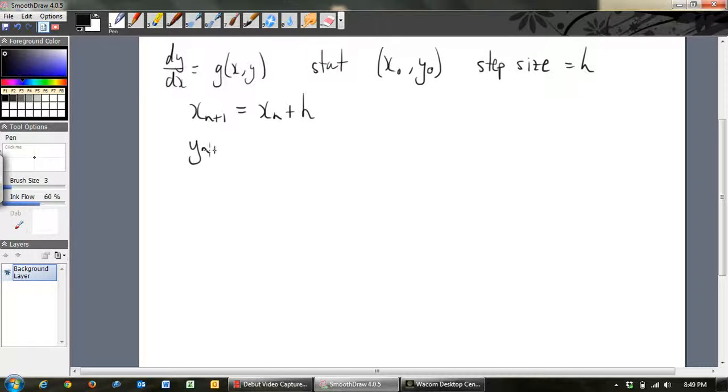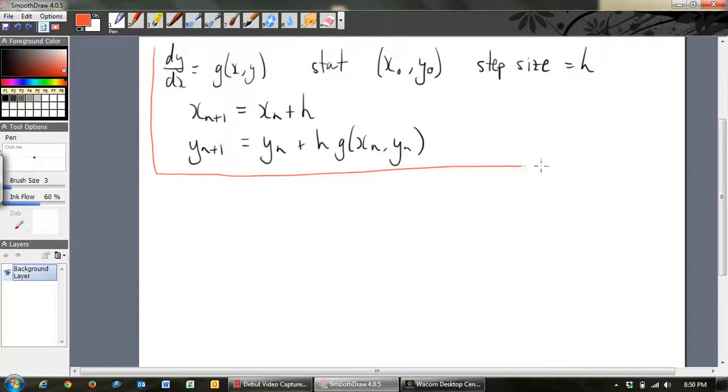What happens with the y value? The yn plus 1th term will be equal to the ynth term plus h times g of x and y, like that. And so that's Euler's method. I was trying to do that in red. That is Euler's method.